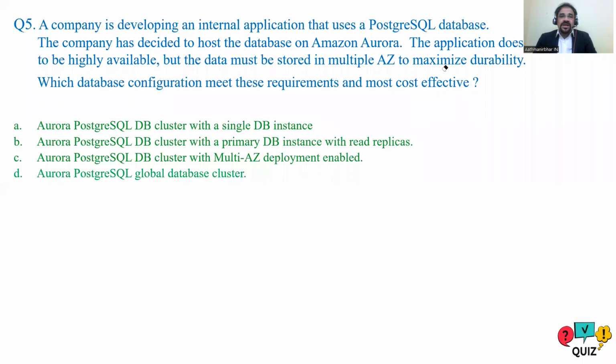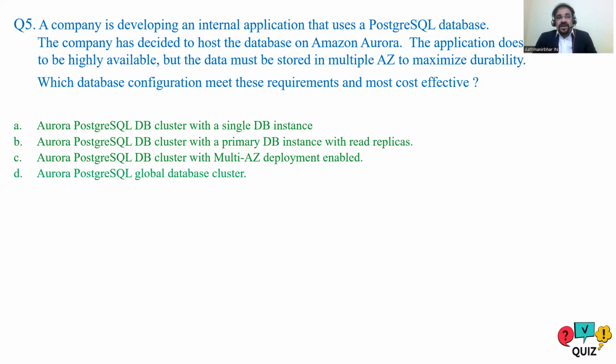So the first option here is an Aurora PostgreSQL database cluster with a single database instance. Let us try to understand how this works. A single database engine is the most basic implementation of the Aurora feature. There is no high availability and also no data durability. So the first option will not go well with our requirement. The high availability, it is not meeting. Whereas the cost effectiveness, it is meeting, but the other requirement, it is not meeting. So option A is ruled out.